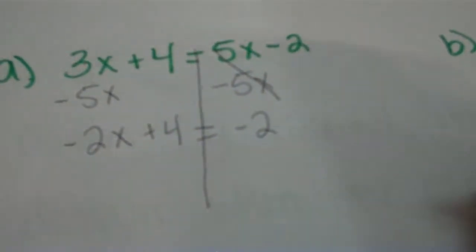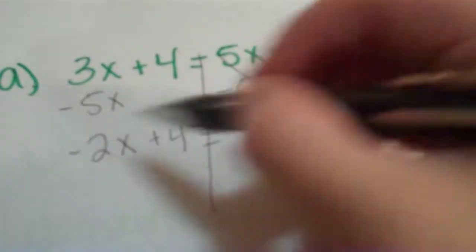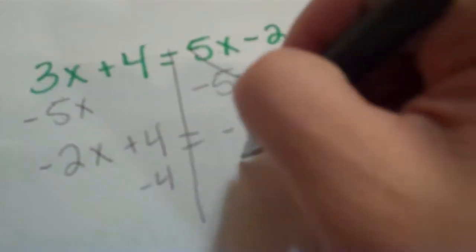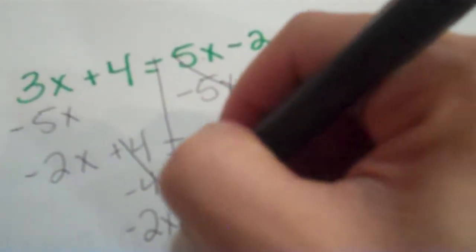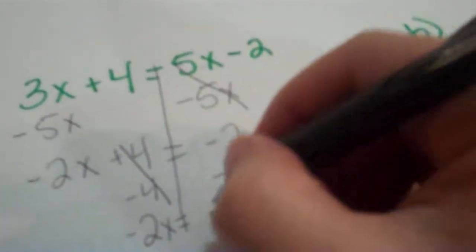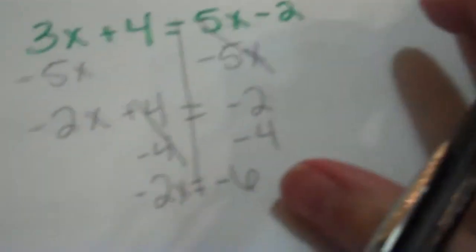Okay? Your x, negative 2 is your best friend, we get rid of this guy. The opposite of positive 4 is negative 4. Negative 2 minus 4 is negative 6. Okay? And then we divide everything by negative 2. Negative 6 divided by negative 2 is a positive 3. So good. That one's correct.